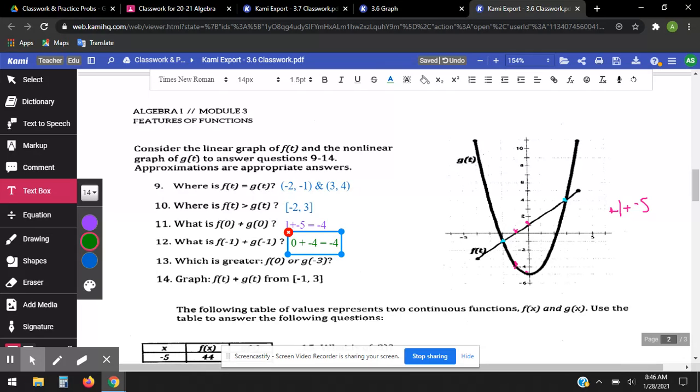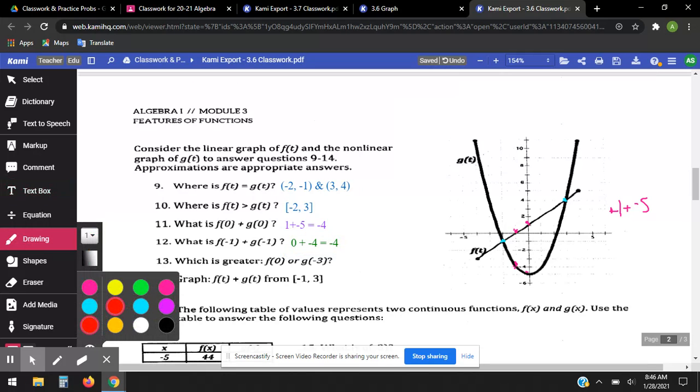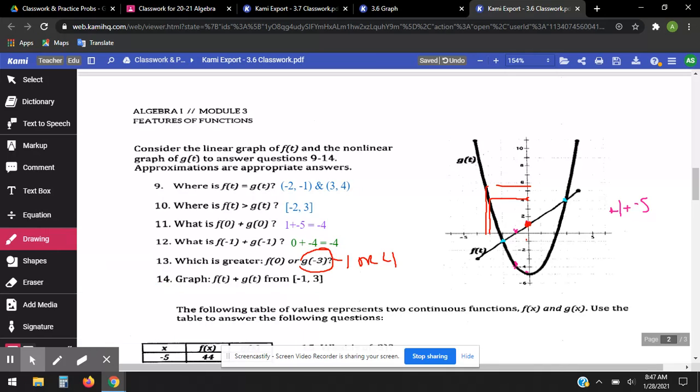So those actually equal the same thing when we add them together. So which is greater, f of 0 or g of -3? Well, let's see. When x is 0, f gives us -1, or g of -3. If I go to -3, that's definitely going to be bigger. Here we go, that's a better one, about 4. So g of -3 would be our greater one.